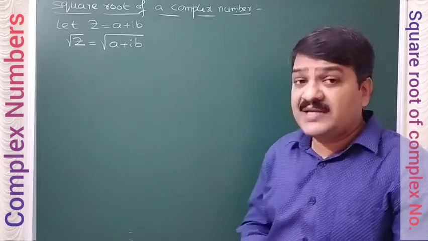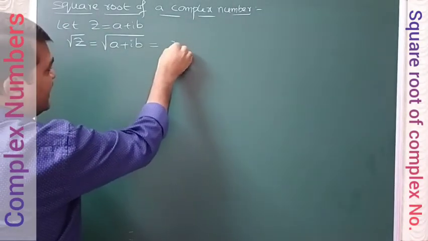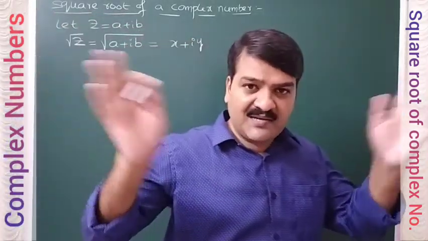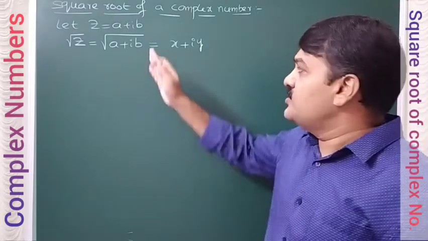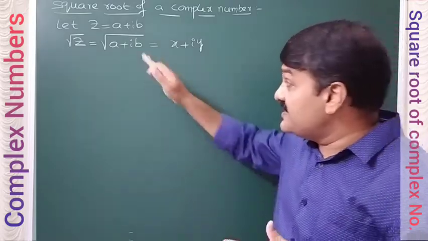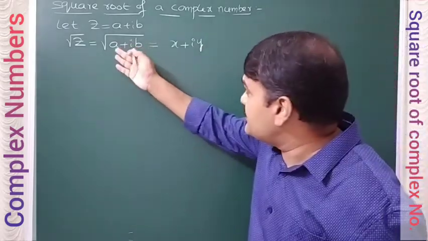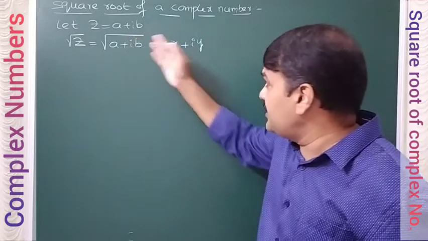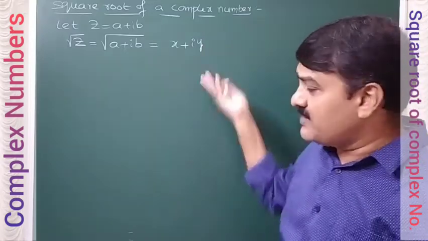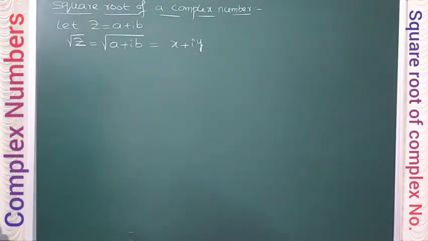So let us start by taking the square root of this complex number as x plus iy. That means I am assuming it to be a complex number, because we are completely blank and don't know anything about it. So I am taking the square root of a plus ib as x plus iy. If it is not a complex number, you will get y as 0 automatically. If it is imaginary, you will not get y as 0. Even if it is a real number, you will get y equal to 0, of course. So let us assume the square root is x plus iy.